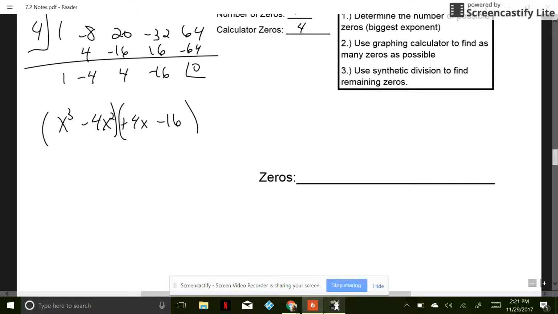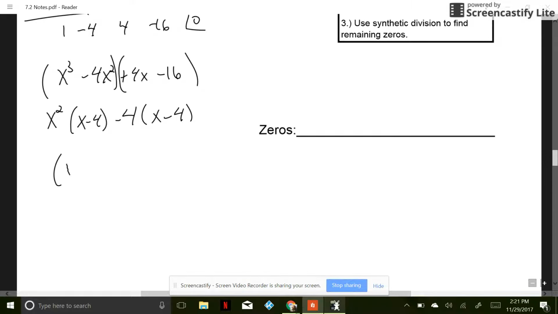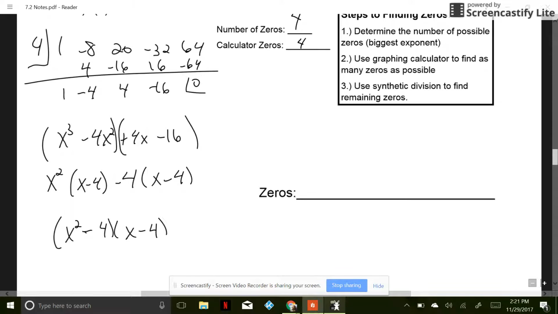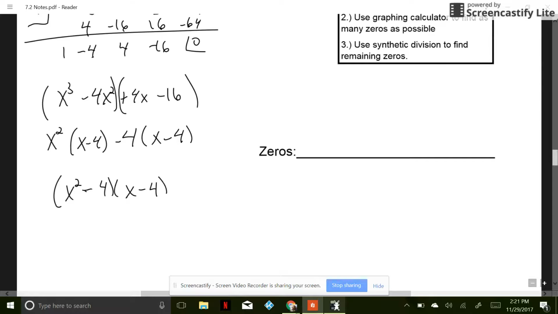So if we group these terms together, we can factor out an x squared here. We're left with x minus 4. We can factor out a negative 4, so that we're left with x minus 4 again. So this factors to become x squared minus 4 and x minus 4. Sorry, x squared plus 4. X squared plus 4. There we go.